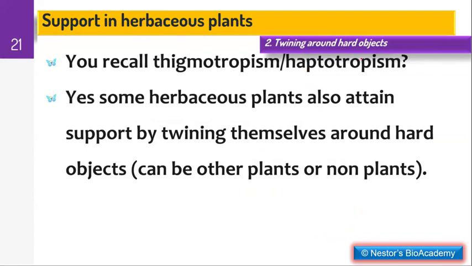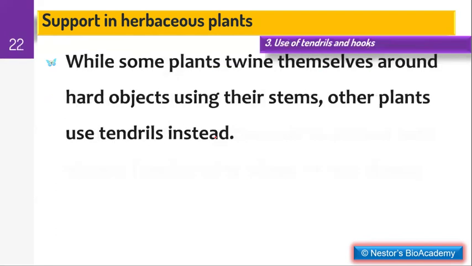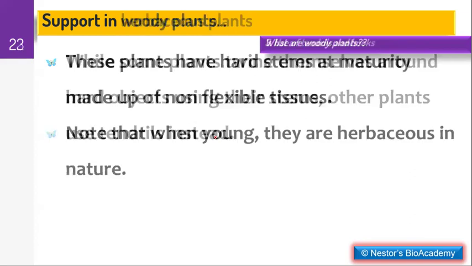Then at the same time also, herbaceous plants can always obtain support through twining themselves around hard objects, as we have stated earlier. I believe you can recall thigmotropism or haptotropism from the previous topic of reception, response, and coordination. Yes, so some herbaceous plants will always attain support simply by twining themselves around the hard objects. And this can be other woody plants with hard stems, or it can be on non-plants. I believe that sometimes you have seen some of these plants with weak stems twining themselves around barbed wires or wire mesh until they're able to expose their leaves towards sunlight. At the same time, some plants also simply twine themselves around hard objects using their stems or some plants can also use tendrils instead of the whole plant stem. So sometimes you also have those structures becoming very handy to the herbaceous plants.